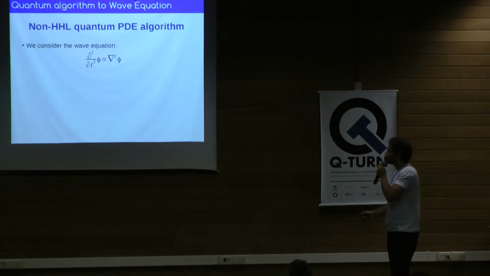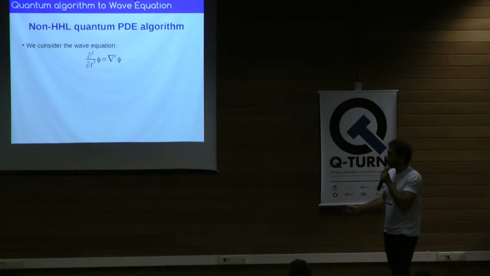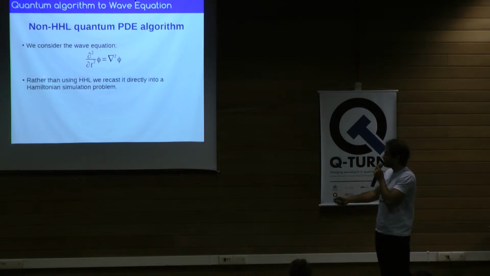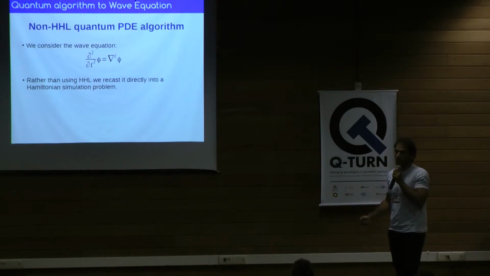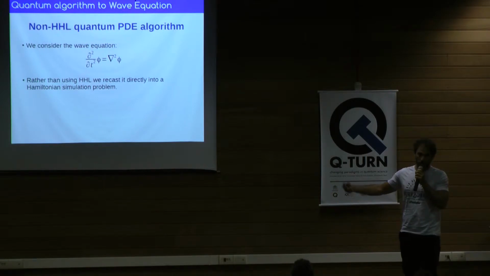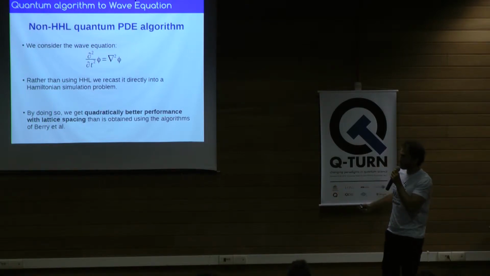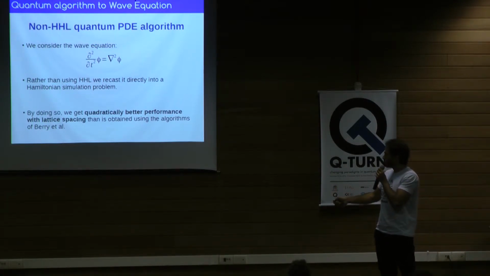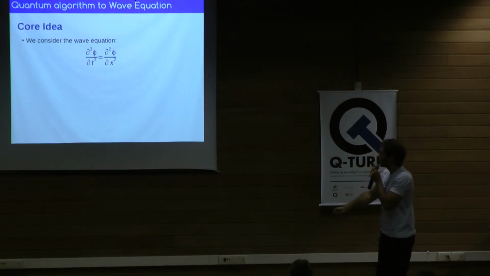But here, in our case, we are only focusing on the wave equation. So we took another approach. Rather than use the HHL algorithm, we resort directly to Hamiltonian simulation. So our algorithm is extremely specialized to the wave equation. Doing that, we get a quadratic better performance with the lattice spacing, compared with the dependence on the lattice spacing in the quantum algorithm proposed by Berry. So let's see the core idea of this algorithm.